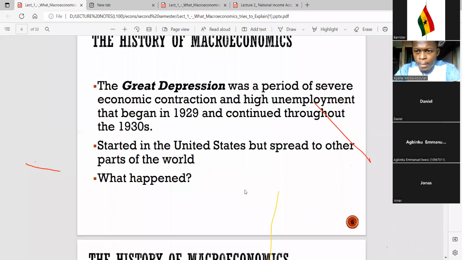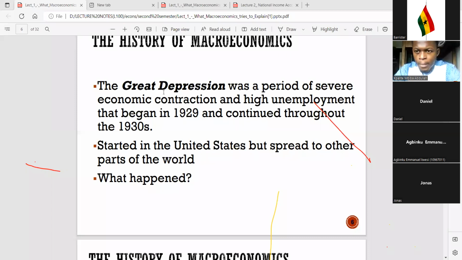Okay, so this is my first assignment to you, and it is something I want you to take note of. You will need it in level 100. You will meet it in level 200, 300, and you're going to go deeper in 400. So I want you to go and read about the Great Depression and make just a one-page note on the Great Depression.